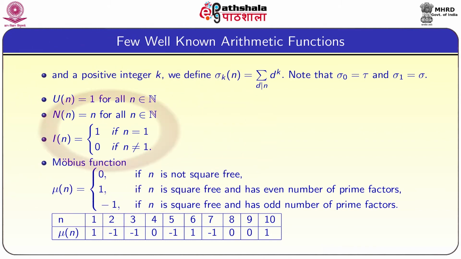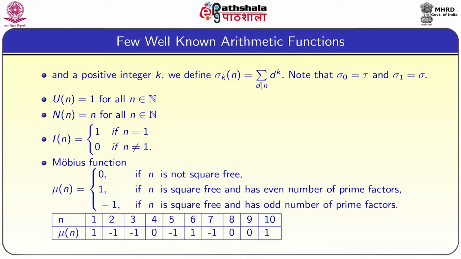One is the u function, u of n is equal to 1 for all n, that is, u is a constant function, it takes only the value 1 for all natural numbers n. And N of n is equal to n for all natural numbers n. I of n is defined as equal to 1 when n is equal to 1, and 0 otherwise. This function has many applications, which we will see in the Dirichlet product and some other places.